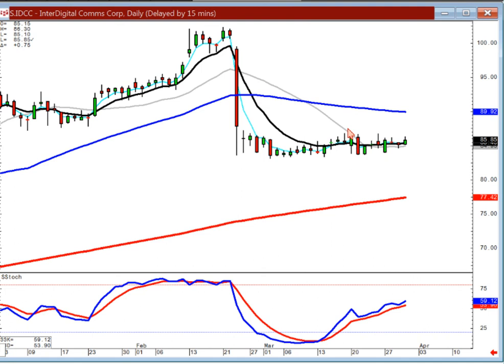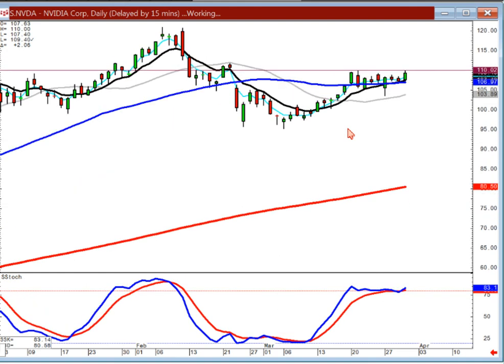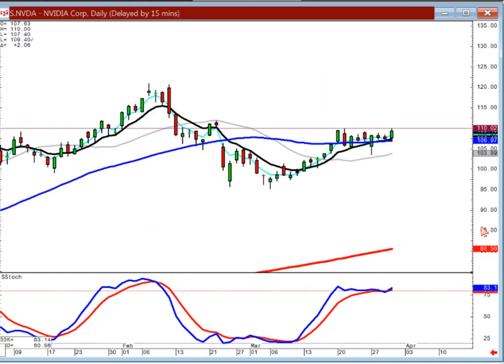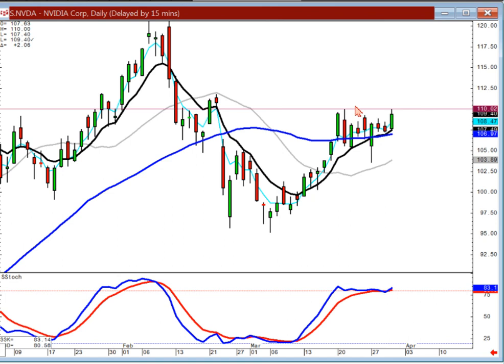NVIDIA, we're waiting for this one to break out. We've been discussing this one in the options room. If it comes up through the 110 level, breaking out, you want to be buying because now you have a wave 1, wave 2, wave 3. Good option trade setup.